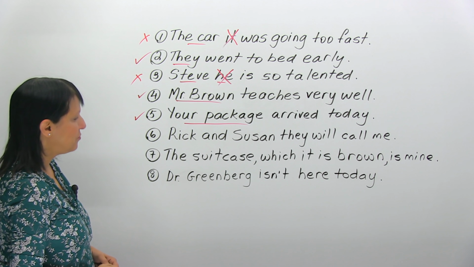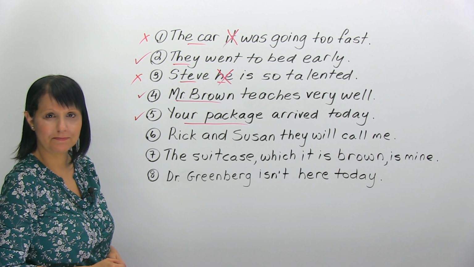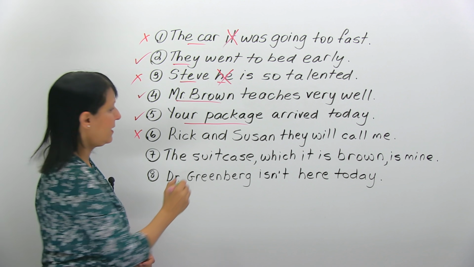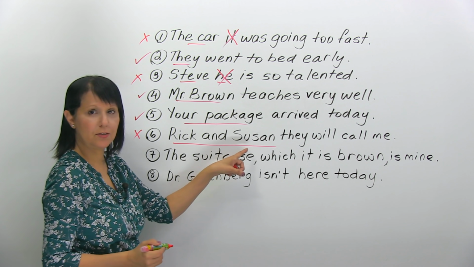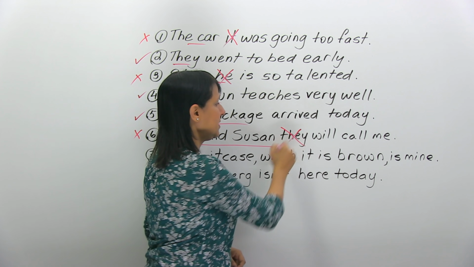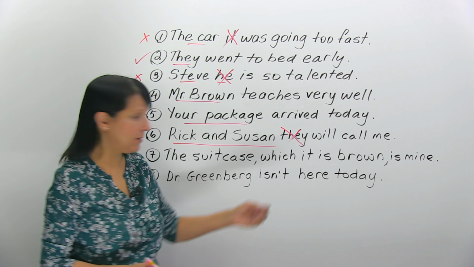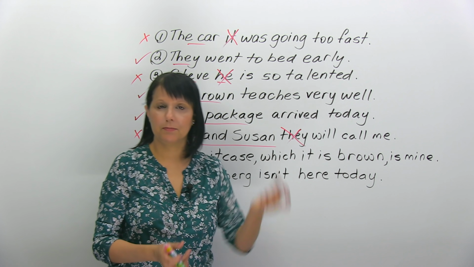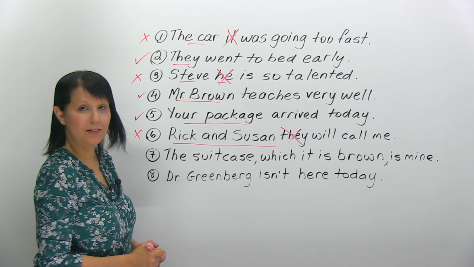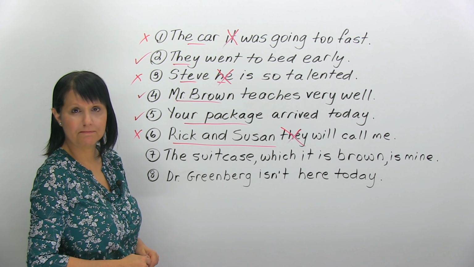Number 6, Rick and Susan, they will call me. Is that right or wrong? Okay, that one is wrong. Why? We have a compound subject, Rick and Susan, and we don't need to add the pronoun here. Okay, so we take that out. Rick and Susan will call me. Or if you know who you're talking about, you could just say, they will call me, but not both. All right? Good. Number 7, the suitcase, which it is brown, is mine.